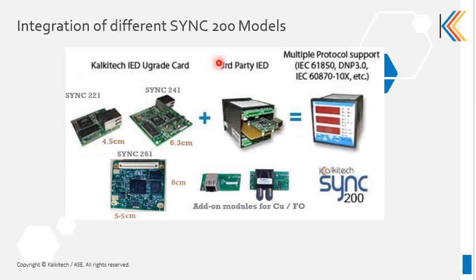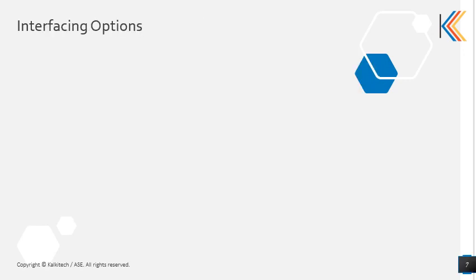etc. So depending upon your device, your form factor requirement, your mechanical side, you have multiple options, and if you want a dual Ethernet, you can go for 261, and that supports even the PRP protocol for network redundancy. So these are the different 200 models available for the complete integration process.